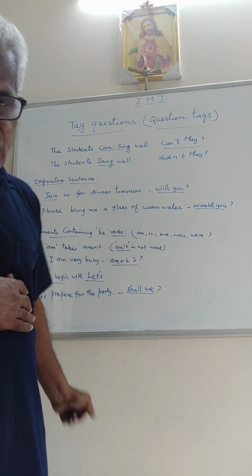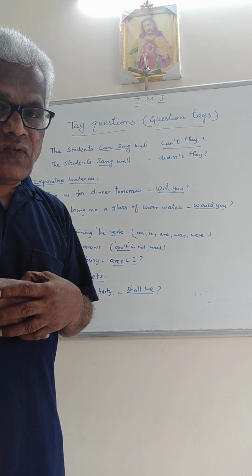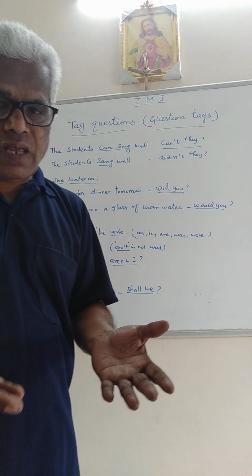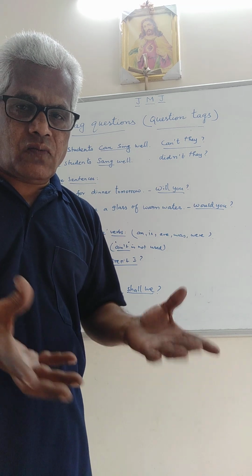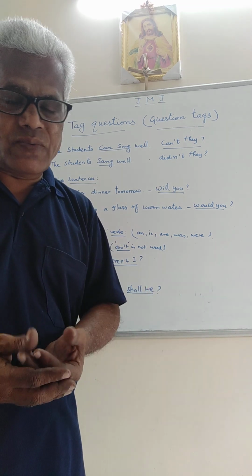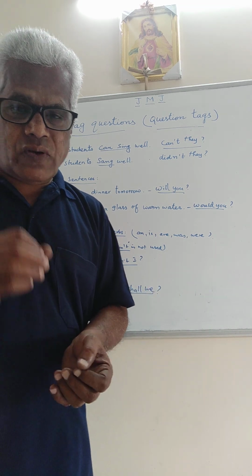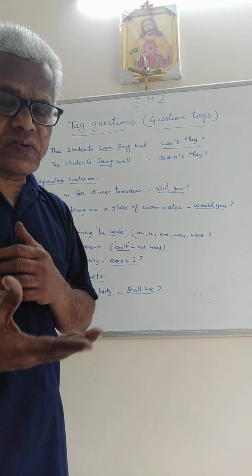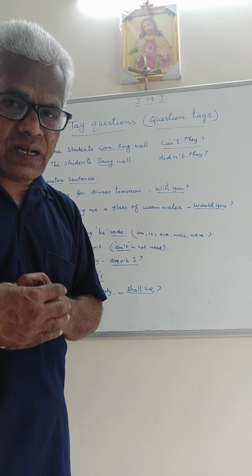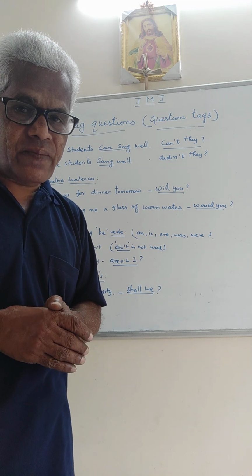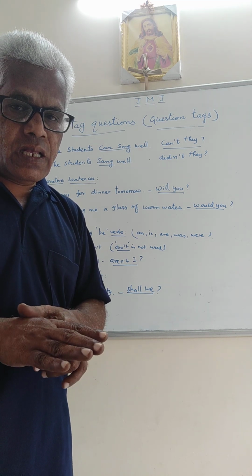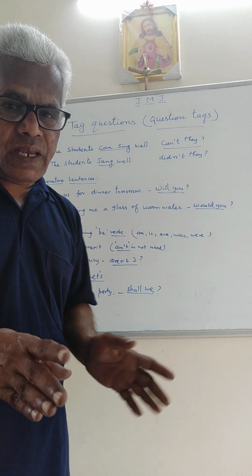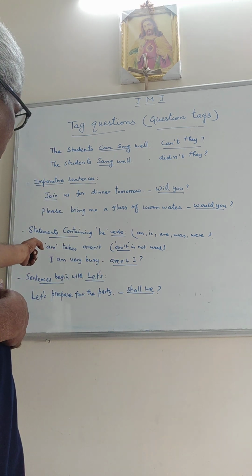Now see, sometimes your sentences will have a be verb. Now, do you know what the be verbs in English are? Am, is, are, was, were. So all these verbs are be verbs in English. And when you have a be verb, and you are asked to frame a question tag for those kinds of sentences, remember the form of the verb am or be which is given in the sentence.